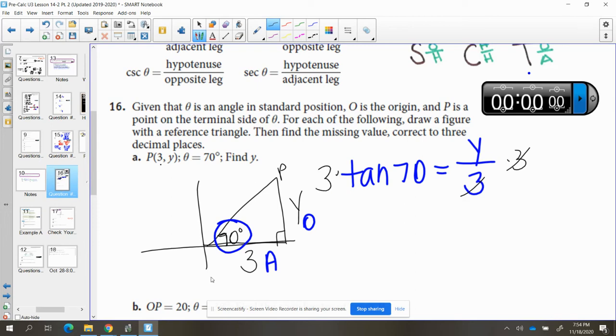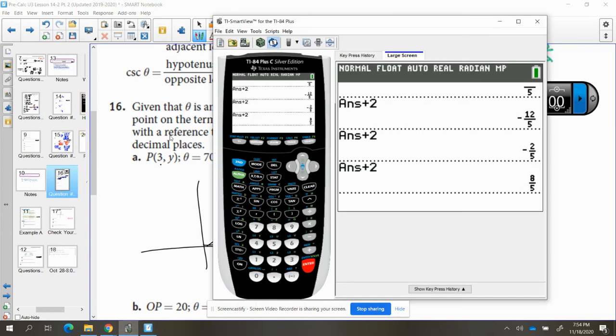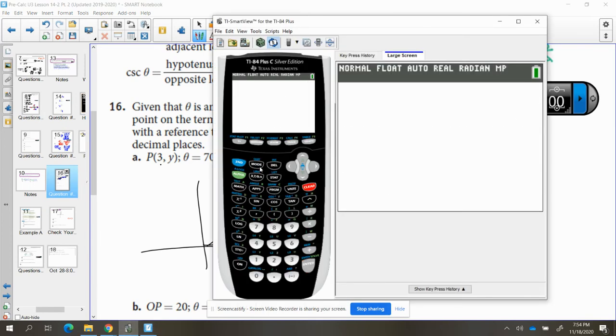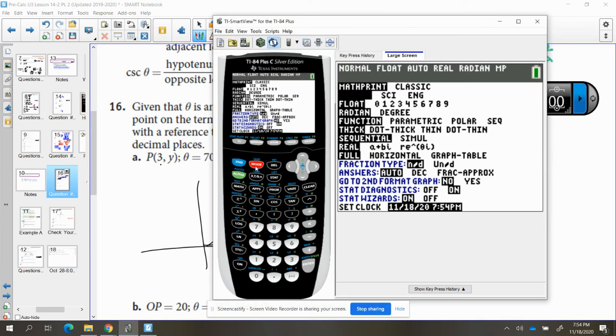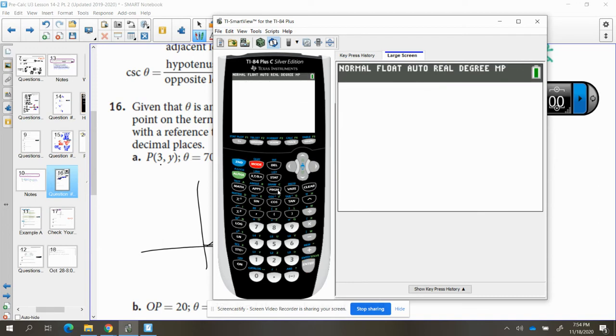Now, right now we are given degrees. So we want to double check and make sure that our calculator is in degree mode. So make sure you hit the mode button and scroll down. Currently I'm in radian, and I need to make sure I am in degree in order to make sure that this answer will come out right. Because anytime you use sine, cosine, or tangent, degrees versus radians matter.